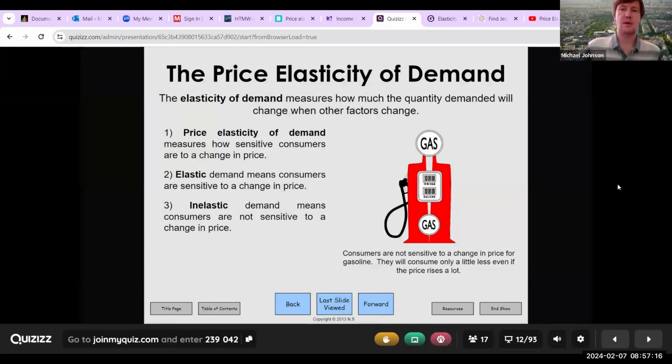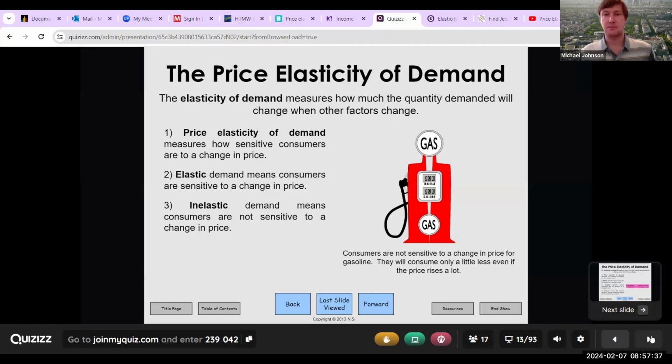Elasticity of demand measures how much the quantity demanded will change when other factors change. Price elasticity of demand measures how sensitive consumers are to change in price. Elastic demand means consumers are sensitive to change in price. Inelastic demand means consumers are not sensitive to change in price. So consumers are not sensitive to change in price for gasoline. They will consume only a little less if the price rises a lot.